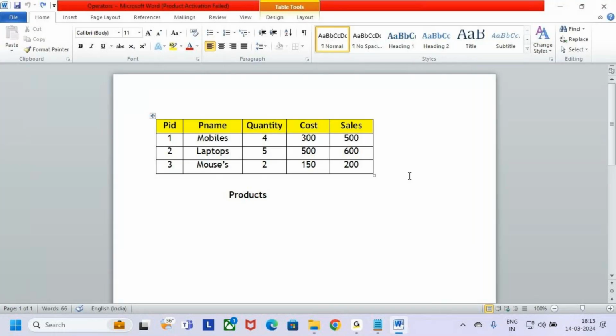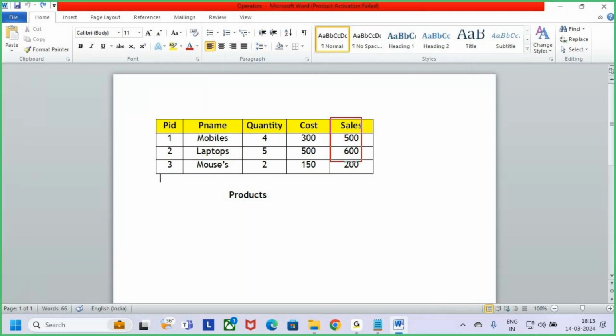Now try to understand. My requirement here is, I'm having the sales column. So I'm going to the products table now. In the products table, I'm having the sales column and then the cost column, guys. This is the cost of the product and this is the selling price of the product. Now try to understand what my requirement is here: I want to find out the profit, guys. By selling one mobile phone, what's the profit he is getting?